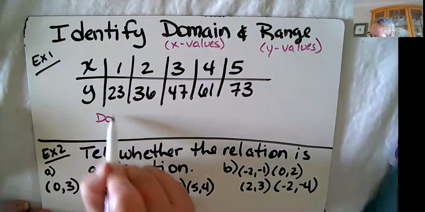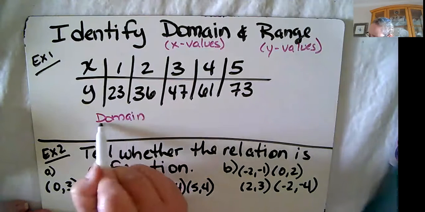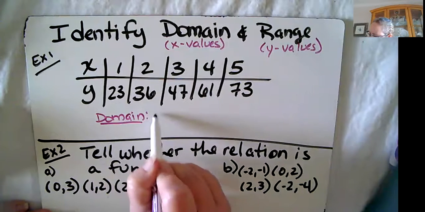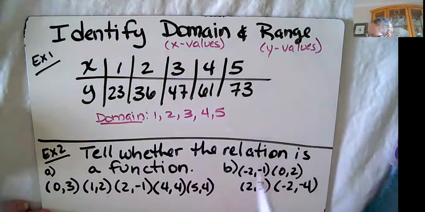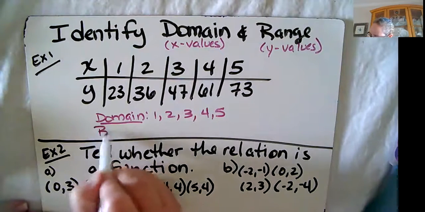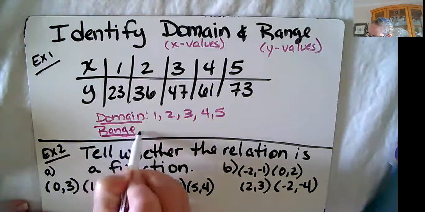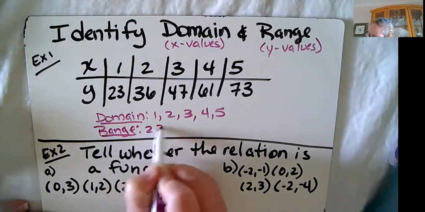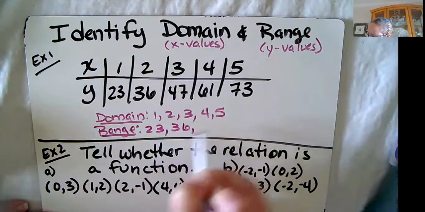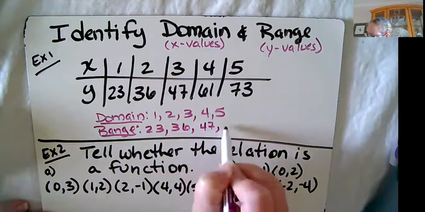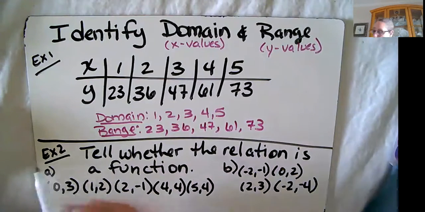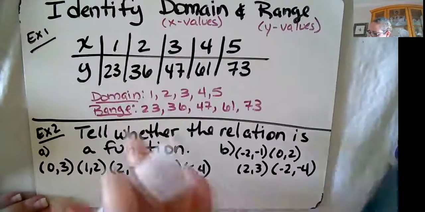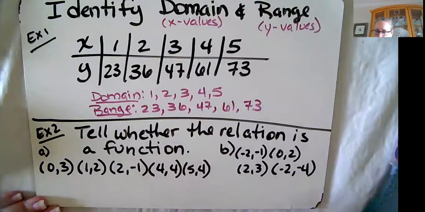So our domain is 1, 2, 3, 4, and 5. None of our numbers repeat. Then for our range, 23, 36, 47, 61, and 73. And none of those numbers repeat. So that would be our final answer for the first one.